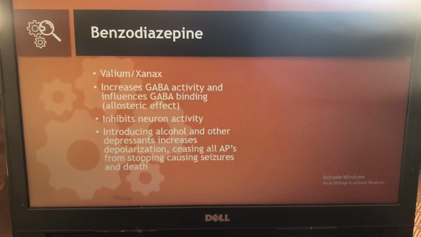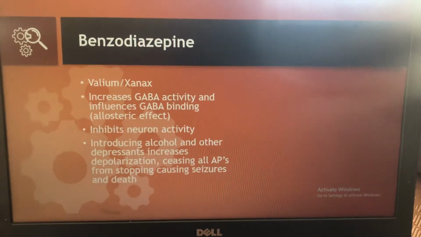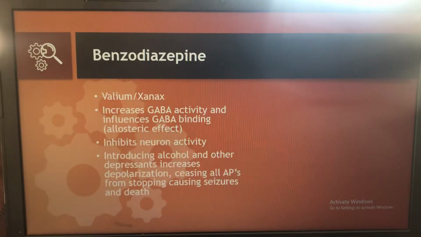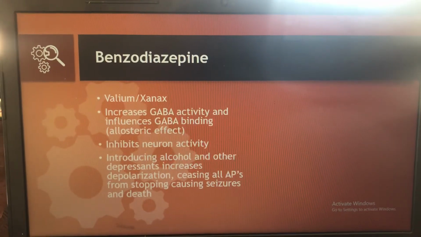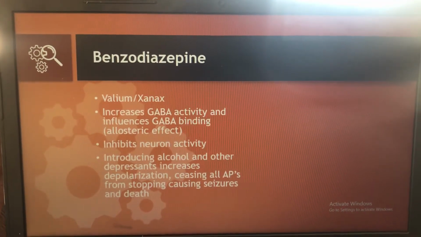With the introduction of alcohol with Valium, a person would be increasing the amount of GABA receptors into the membrane channels, causing further depolarization.